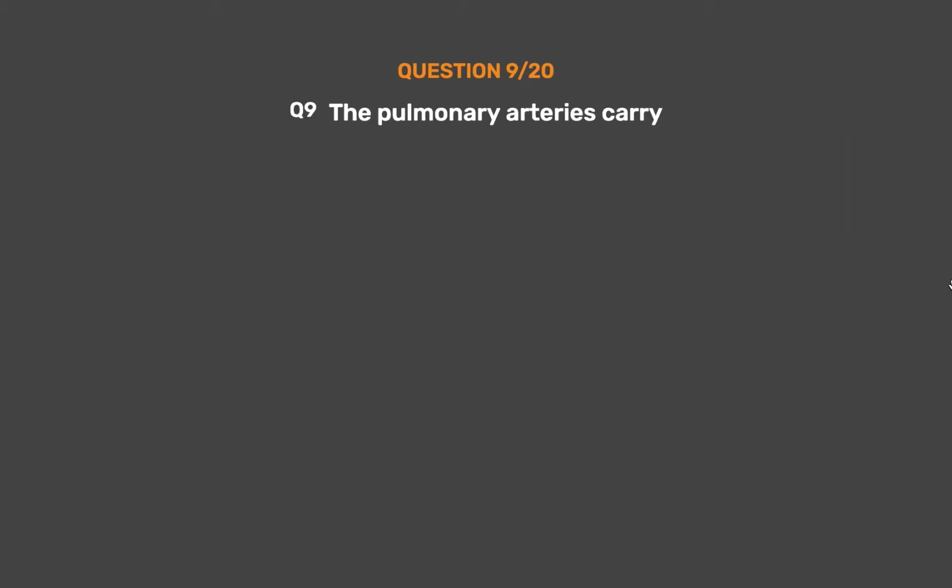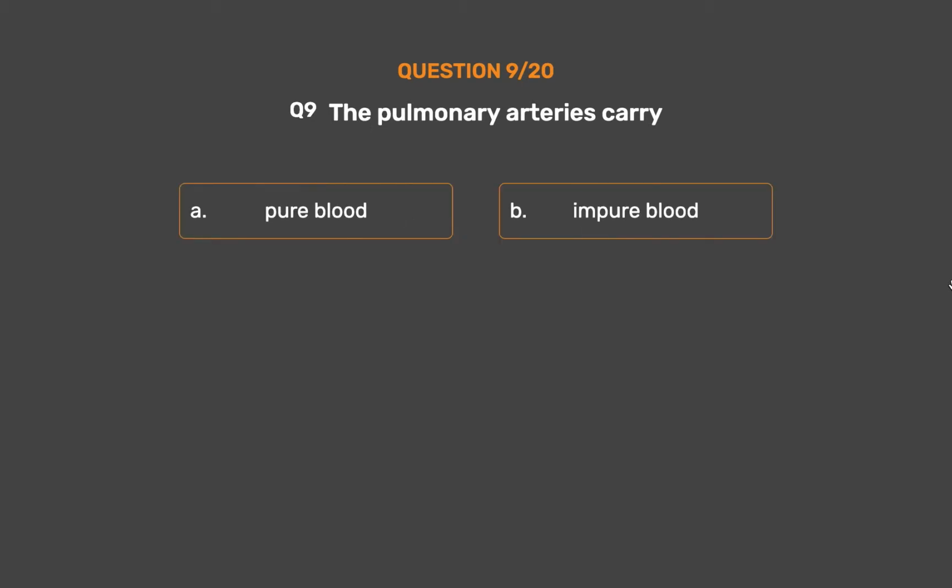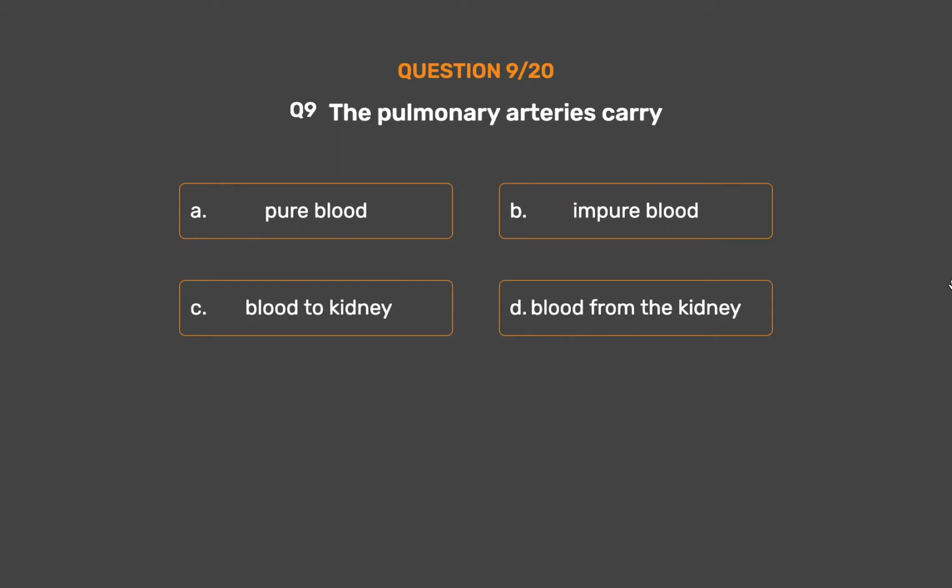Question number 9. The pulmonary arteries carry option A. Pure blood. Option B. Impure blood. Option C. Blood to kidney. Option D. Blood from the kidney.